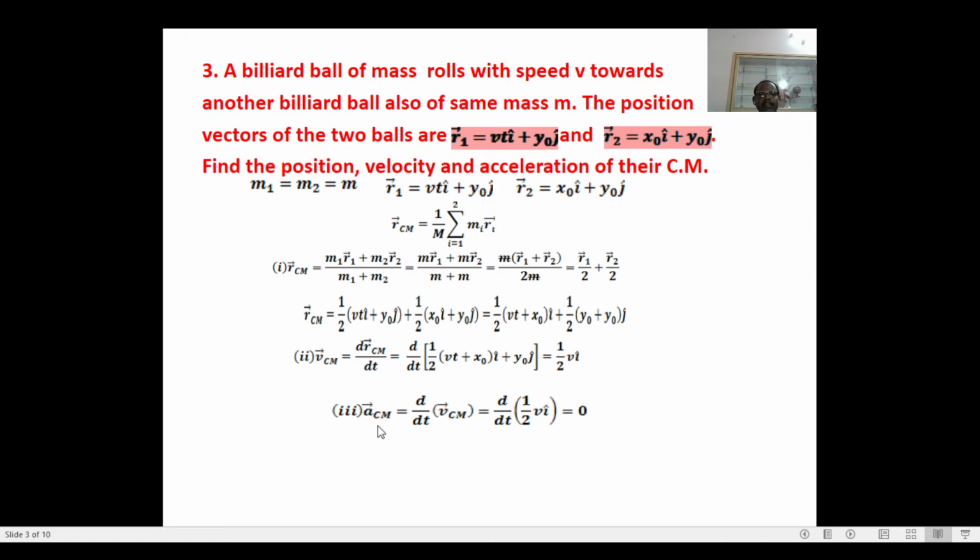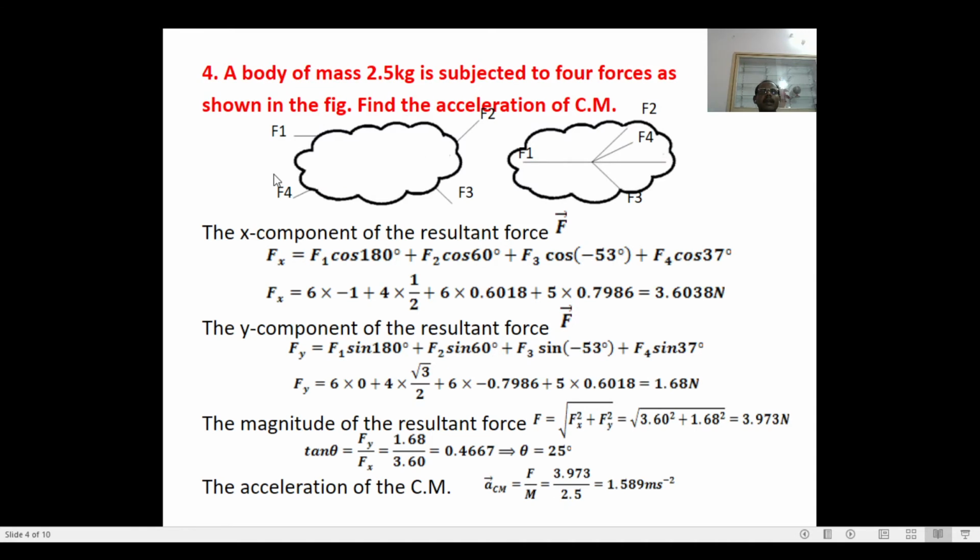Third one, acceleration of center of mass is equal to rate of change of velocity of center of mass, which is equal to d by dt into half v I cap. This term has no t variable, therefore this is a constant. Differentiation of constant is 0. Acceleration is 0.